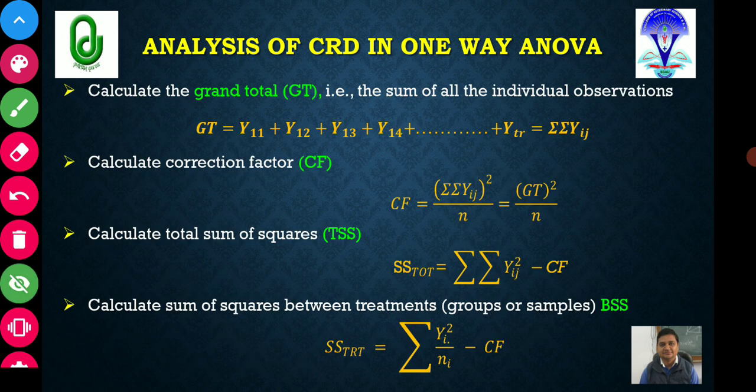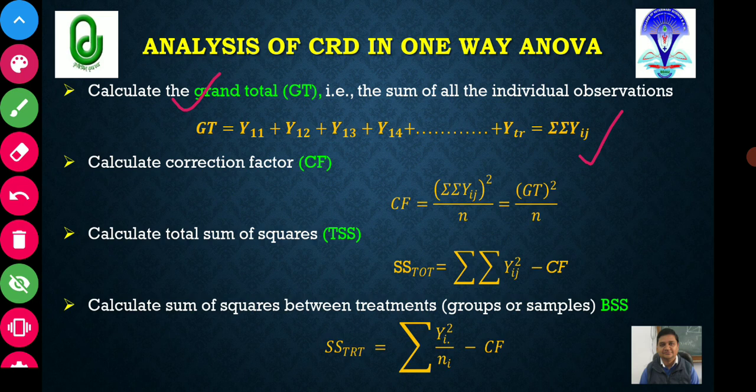Now, the actual statistics: how to calculate them. In the first step you have to calculate the grand total, which means summing up each and every observation. So Y11 plus Y12 plus Y13 up to Ytr, where t is the treatment and r is the replication. So all the treatments across the replications. Here we write it as the summation of Yij, the sum of all the observations. When you see a numerical example, it will be much clearer.